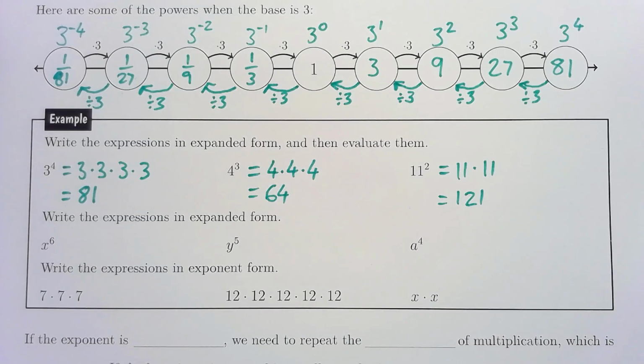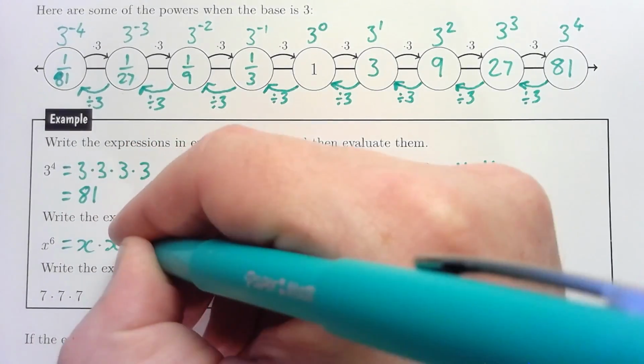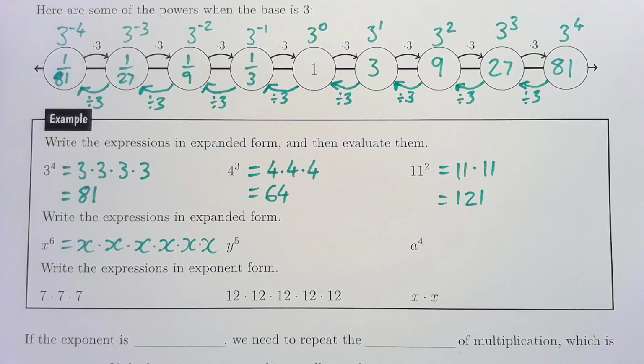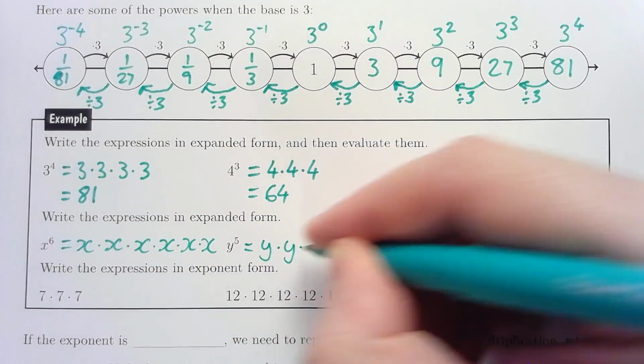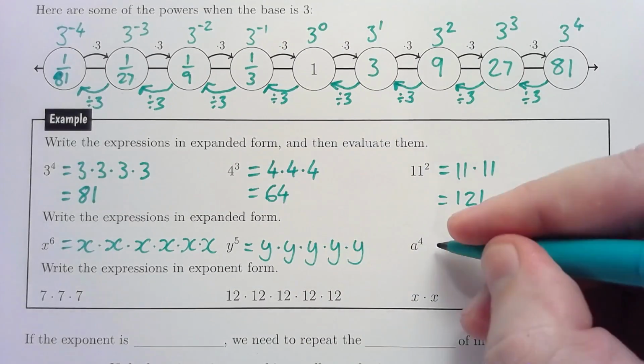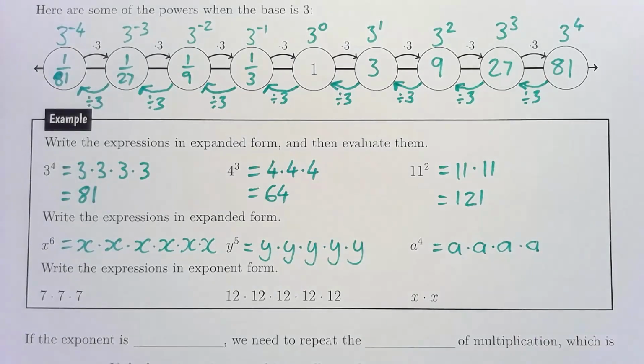If we have a base that's a variable, we're not going to be able to evaluate it unless we know what the variable is. However, we can still write them in expanded form. So x to the power of 6 is x times x times x times x times x times x. Y to the power of 5, y times y times y times y times y. A to the power of 4, a times a times a times a.